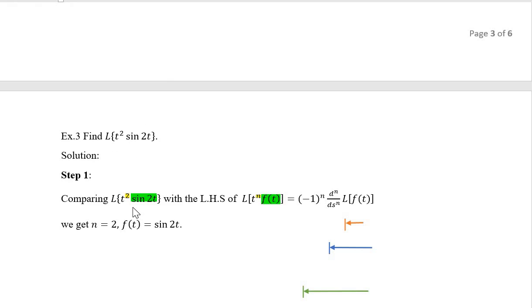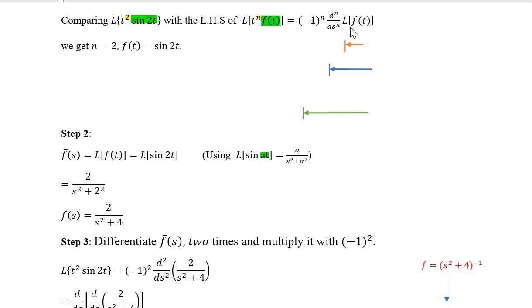So if we compare this Laplace of t square sine 2t with Laplace of t raised to n into f of t equal to minus 1 raised to n into dn upon dsn of Laplace of f of t, then we obtain the value of n is 2 and f of t is sine 2t. So we have identified f of t. Now we will obtain its Laplace transform.